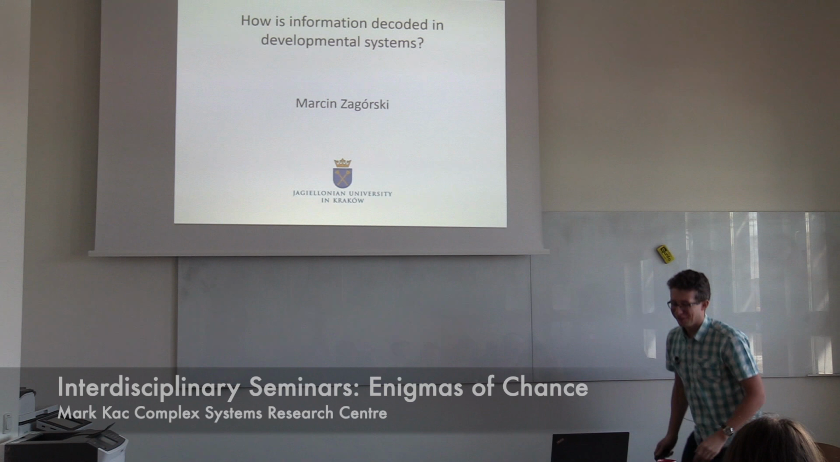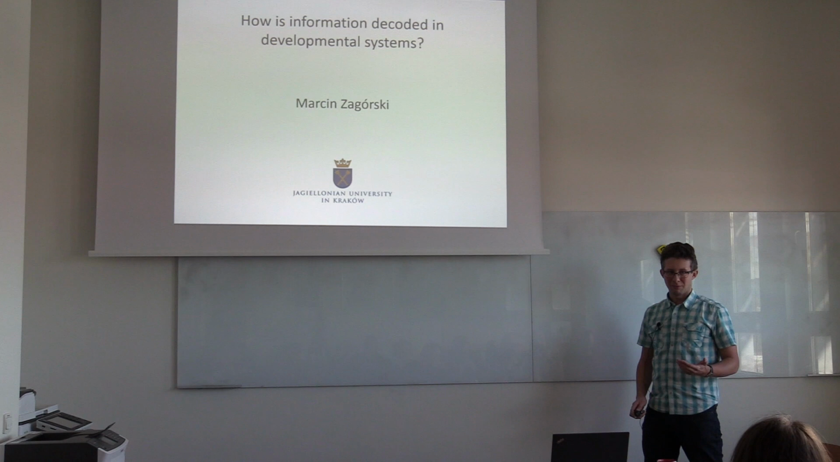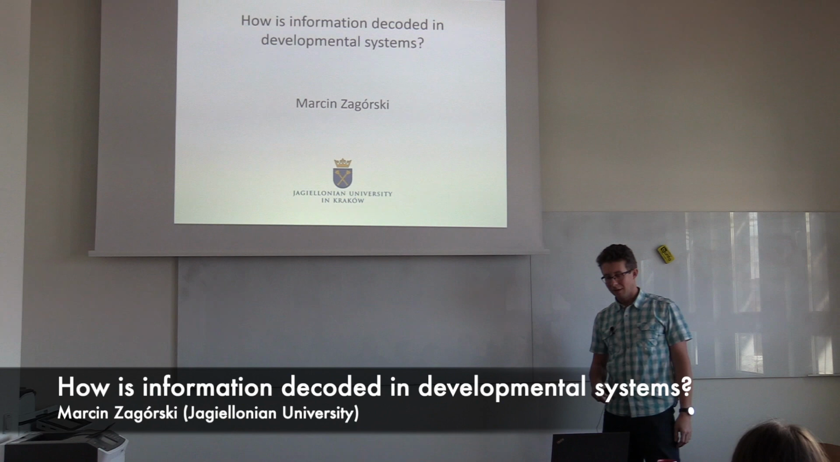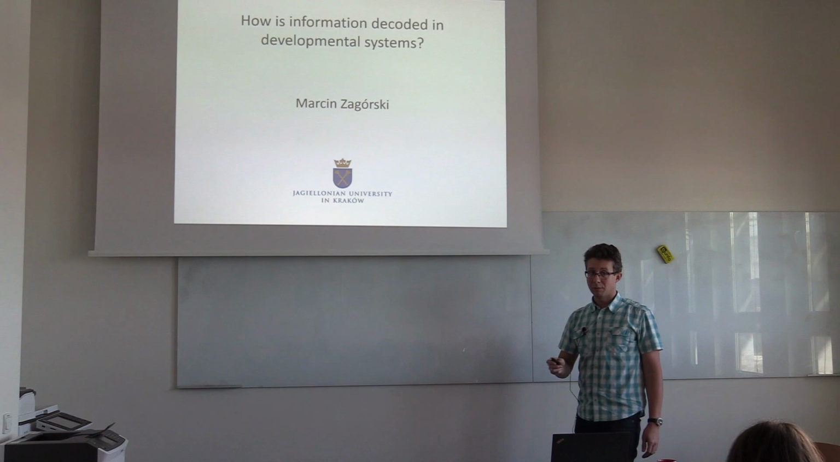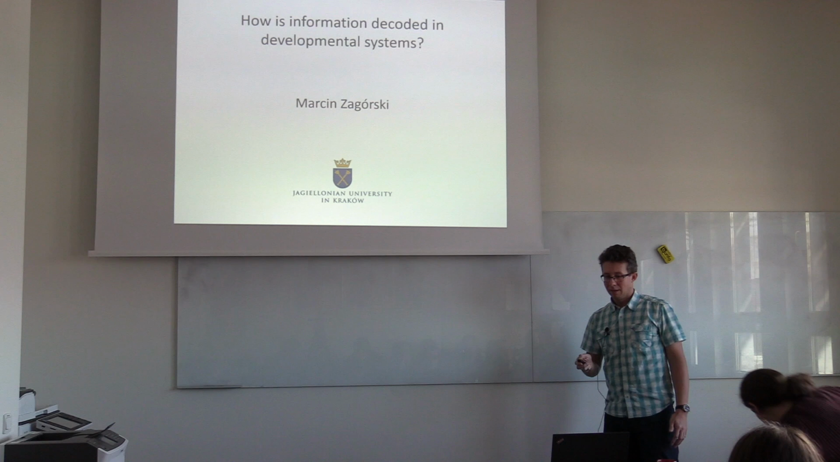Today I'm going to talk about how information is processed or decoded in development of living organisms. And the question that I'm going to address is, how is it possible that a single cell develops to a complex multicellular organism in a very reproducible way? And by reproducibility, I mean the proportion of body parts and the structure of this organism is maintained with high accuracy. But to start with, I have a question for you.